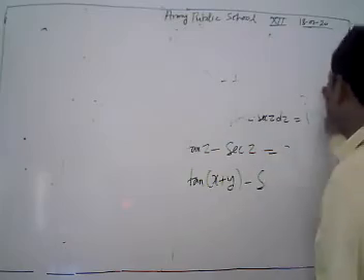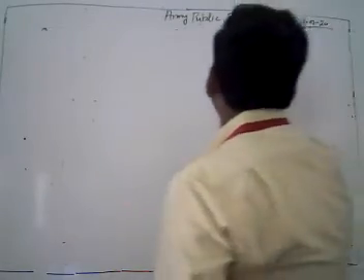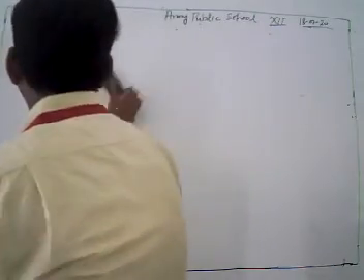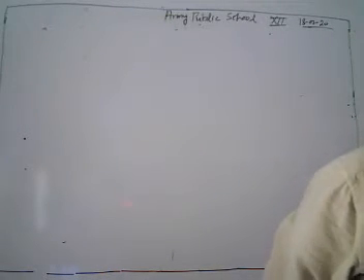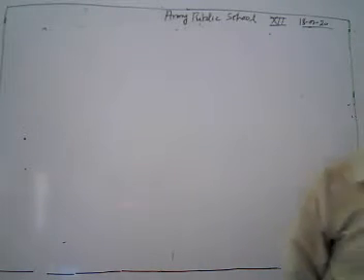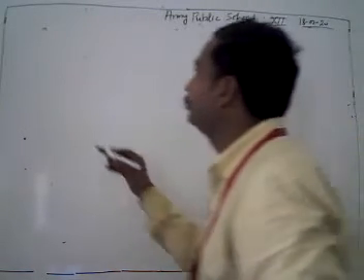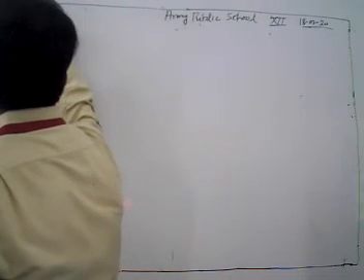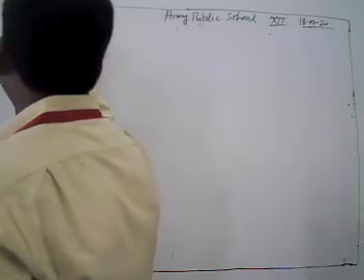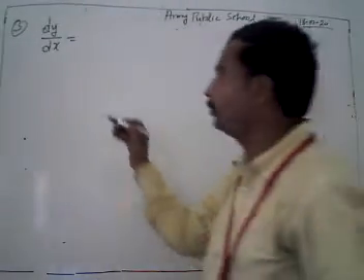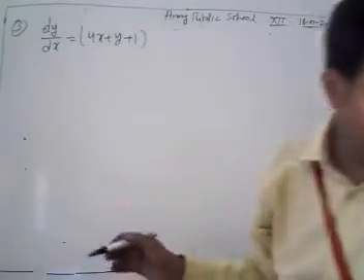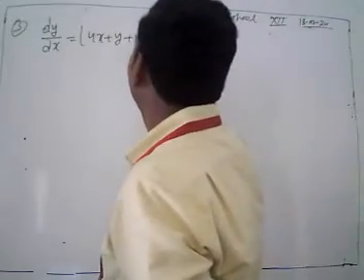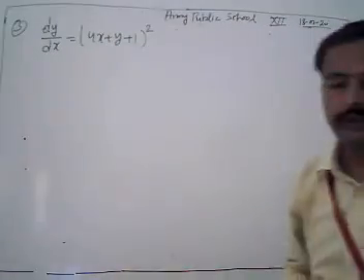I am going to take another problem, again based on variable separable. Now the next problem: solve the differential equation. It's our third problem. We have to solve dy by dx is equal to (4x plus y plus 1) whole square.